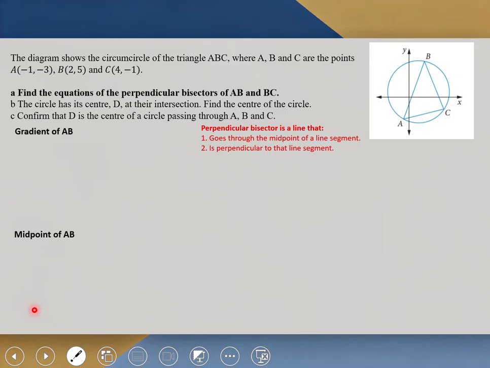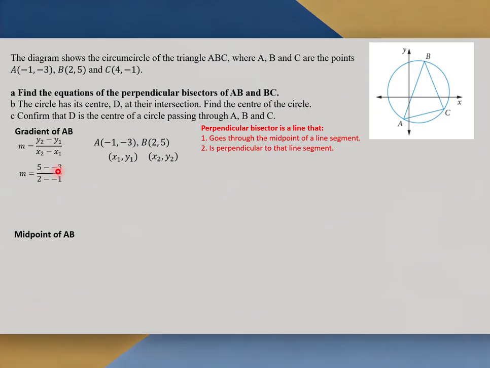The first thing we need to work out is the gradient of AB. To find the gradient, we need to use our gradient formula, y2 minus y1 over x2 minus x1. I've just labeled these as x1, y1, x2, and y2. If I put those into the formula, I'm going to be given 5 take away -3 over 2 take away -1. We know a negative and a negative make a positive there, which means it's going to be 8 over 3.